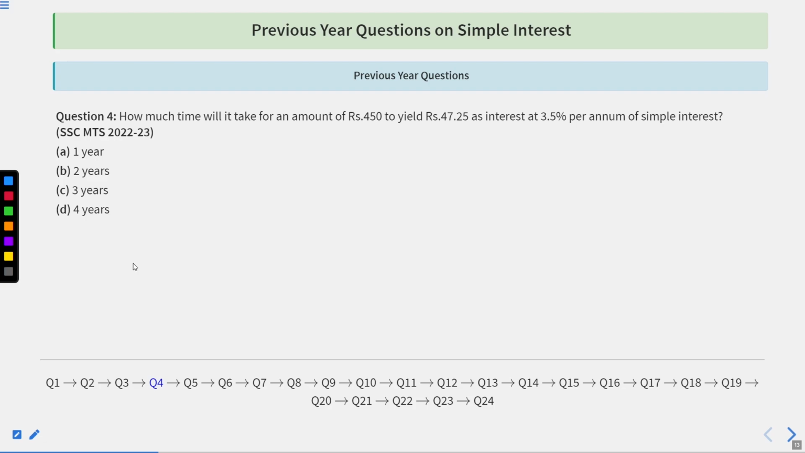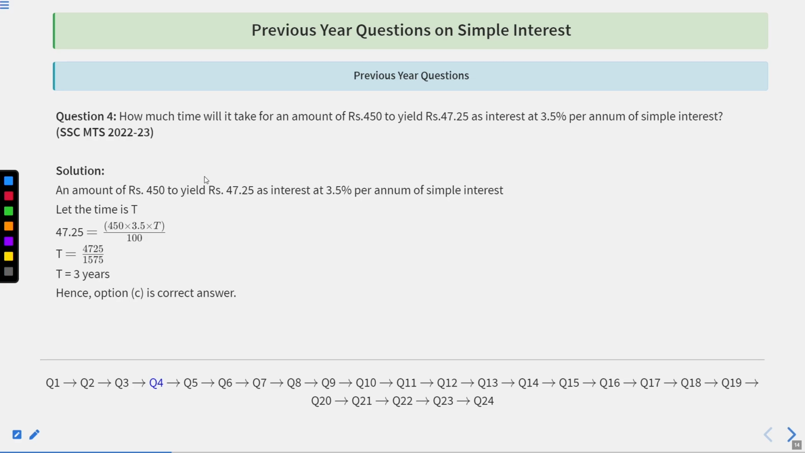Question number 4. How much time will it take for an amount of rupees 450 to yield 47.25 rupees as interest at 3.5% per annum of simple interest? So let us look over the solution.